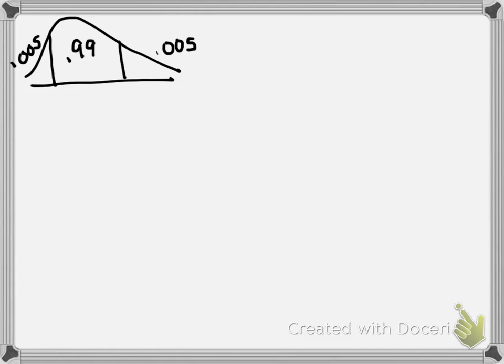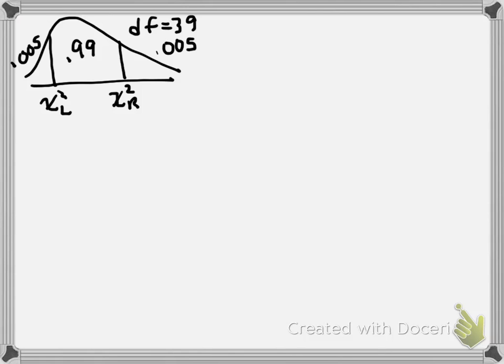The sample size is 40, so the degrees of freedom is 39. Here's chi-square on the left, and here's chi-square on the right. The area to the right of chi-square on the left would be 0.995. Going to table A4, use the degrees of freedom of 39 and an area of 0.995 to find the critical value.